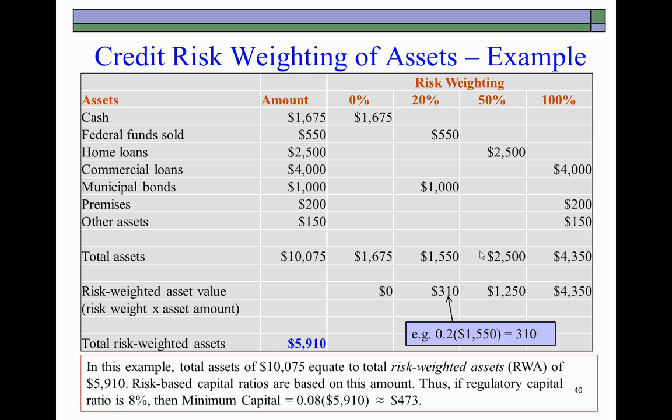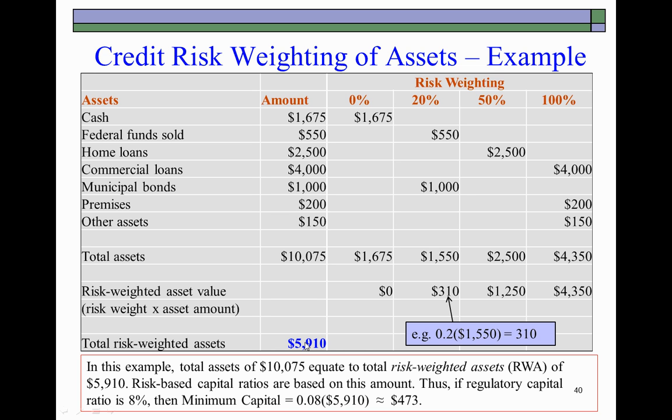On the other hand, the total assets under risk weighting of 20% is 1550, which is the sum of these two. If we multiply 1550 by 0.2, as I show here in this one example, we have 310. So in other words, the 8% would have to be based on 310 of this risk-weighted total right here. Likewise, for 50%, we determine it to be 1250, and for 100% all of this would have to be recognized. So if you add up all of these numbers, you get 5910.